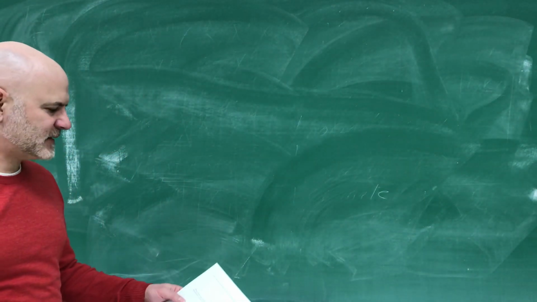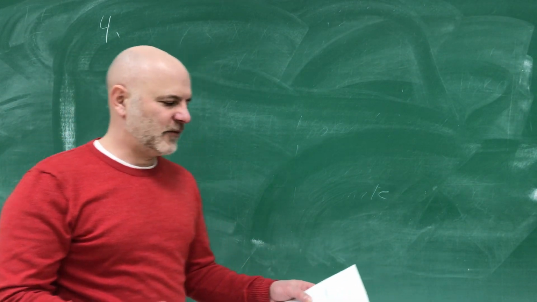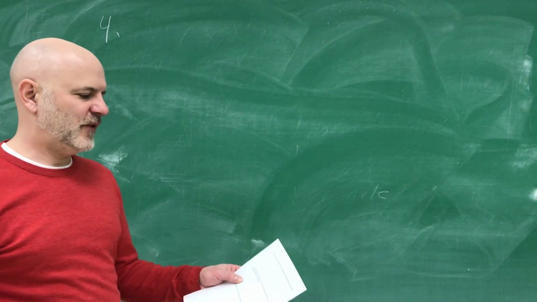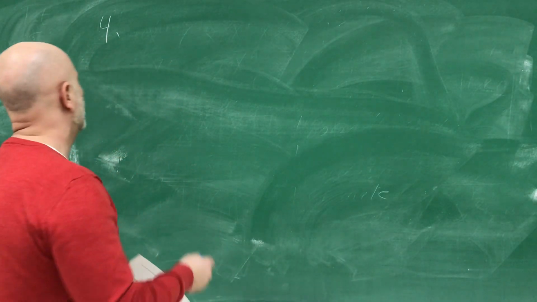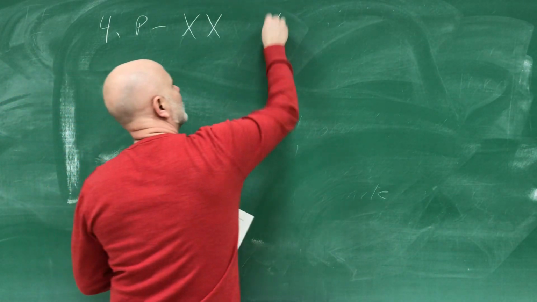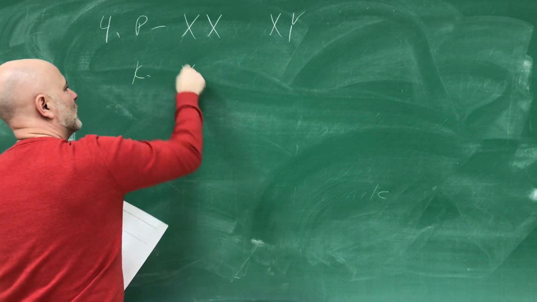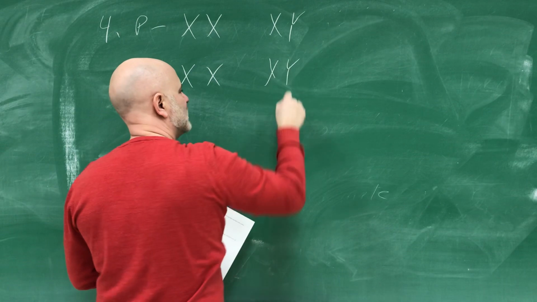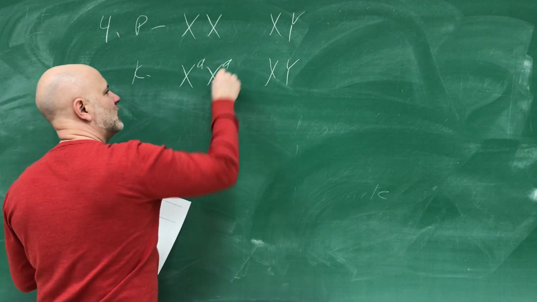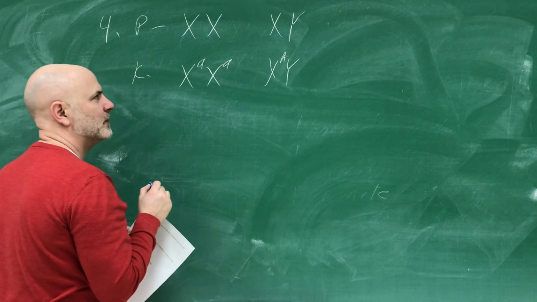If you flip it over to the back side and look at number 4, it says, what is the genotype of the parents if the female child is colorblind and the male child is normal? So we have to figure out what the parents are. One's female, one's male. Here are the kids, one daughter, one son. The female child is colorblind, so she is X little a X little a, and the male child is normal, so X big A Y.